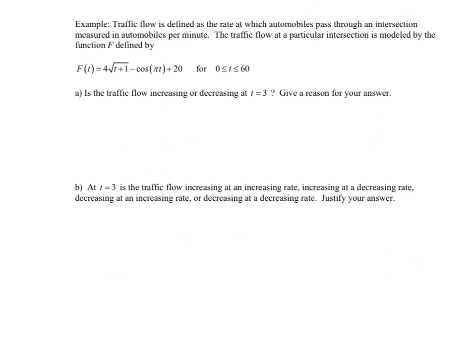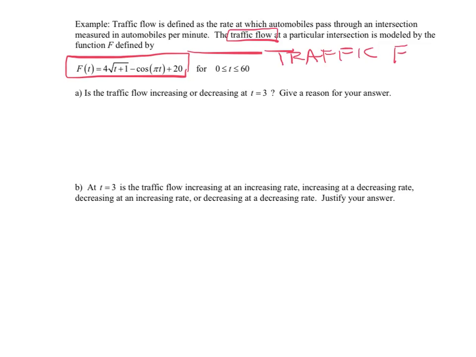Next example. Traffic flow is defined as the rate at which automobiles pass through an intersection measured in automobiles per minute. The traffic flow at a particular intersection is modeled by the function f. Alright, so I just want to be clear about what this f is. F represents, it says, traffic flow. And we know that traffic flow is measured in automobiles per minute.